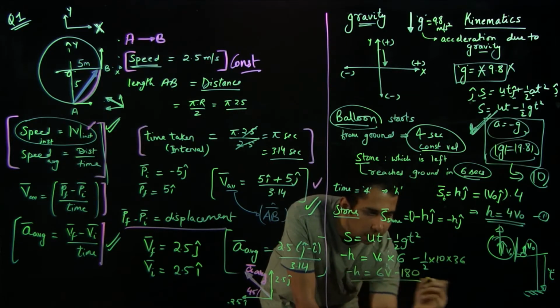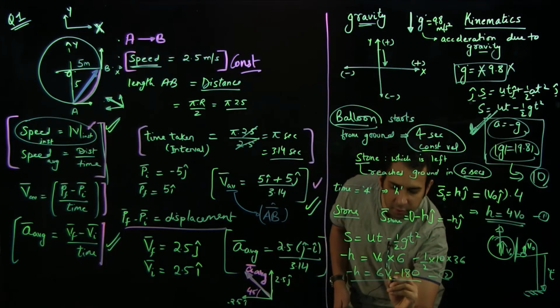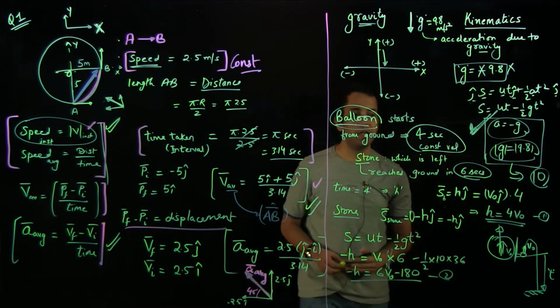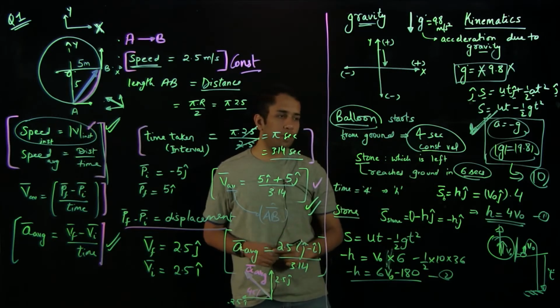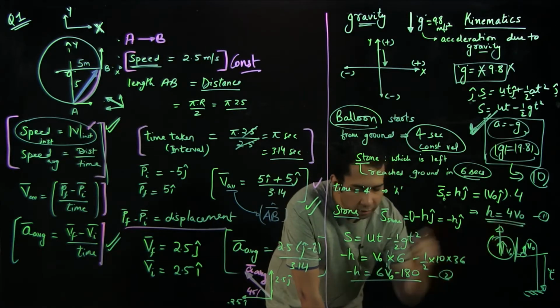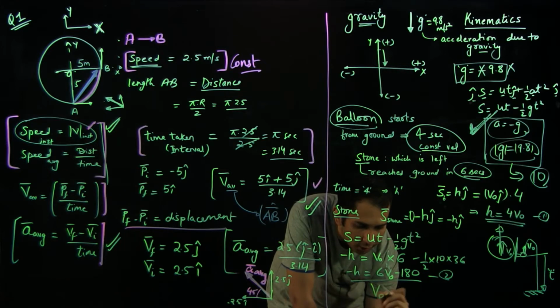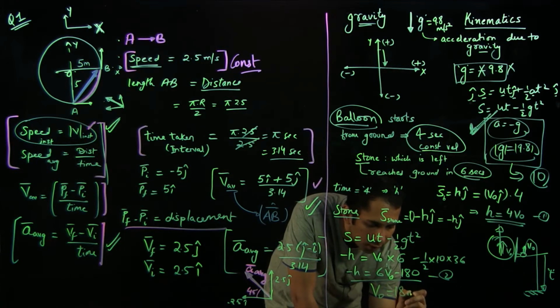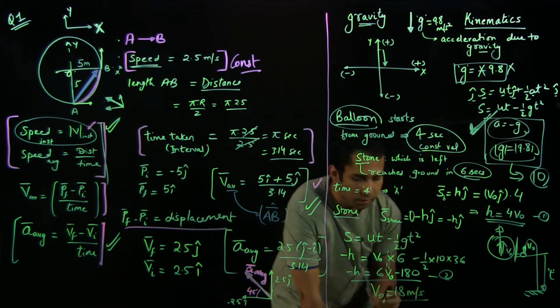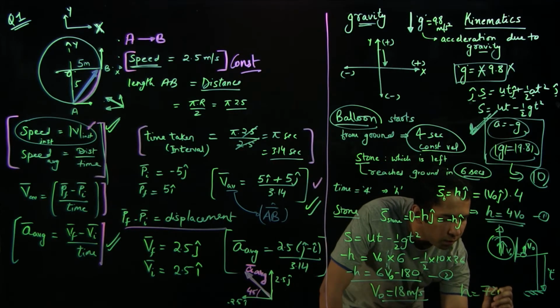So this is the second equation which we have got. Now we have two variables, h and v naught, and we have two equations, so we can easily find out the value of v naught as well as h. Let us do that. If I put equation 1 into 2, then it would give me 10 v naught is equal to 180, so v naught is equal to 18 meter per second, and h would be 72 meters.